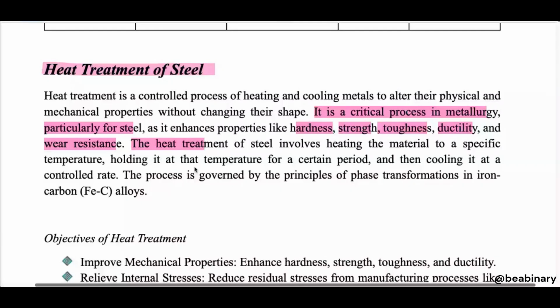We must reach that particular temperature, and after reaching it we must hold it, maintaining that temperature for a certain period of time, so that the heat is equally distributed inside the material. For that we keep the temperature constant for a while. Once that is done, we start cooling the material down so that it comes back to its original state, that is room temperature.